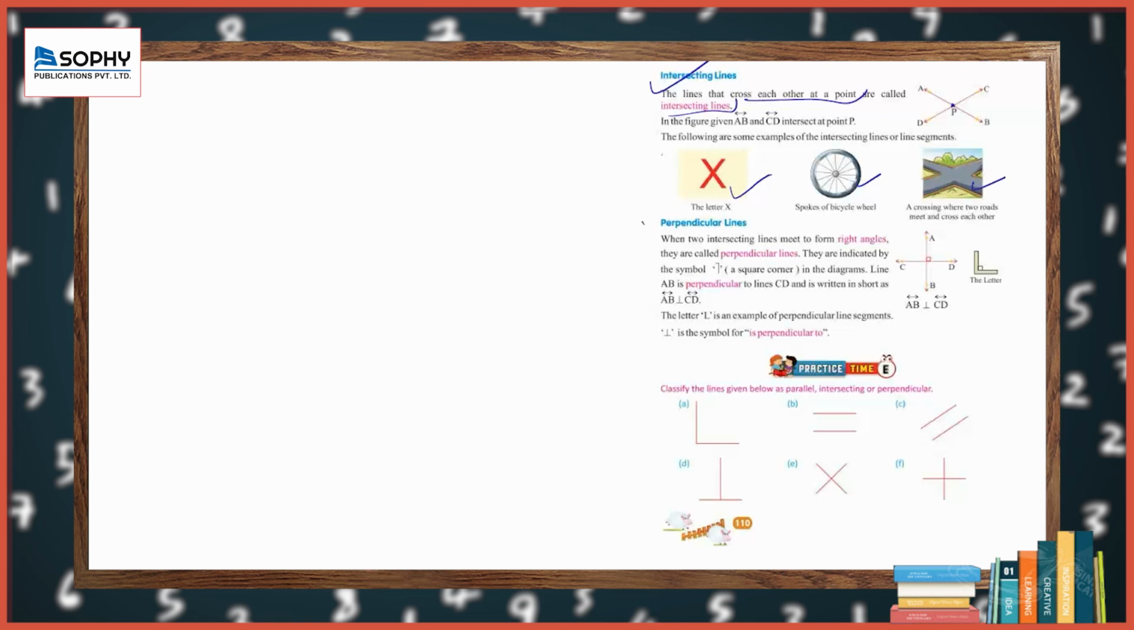Next is perpendicular lines. When two intersecting lines meet to form right angles, they are called perpendicular lines. They are indicated by the symbol of a square corner in the diagram, and "line AB is perpendicular to line CD" is written in short as AB ⊥ CD.